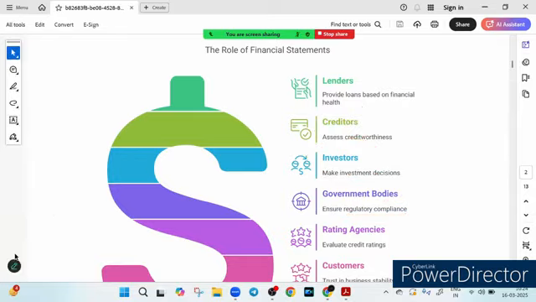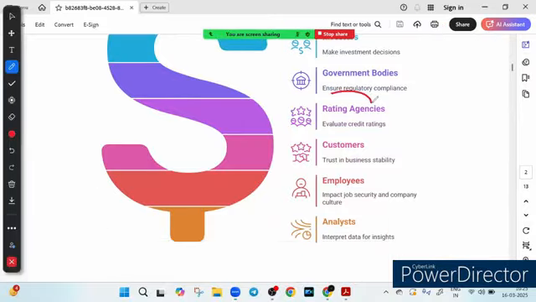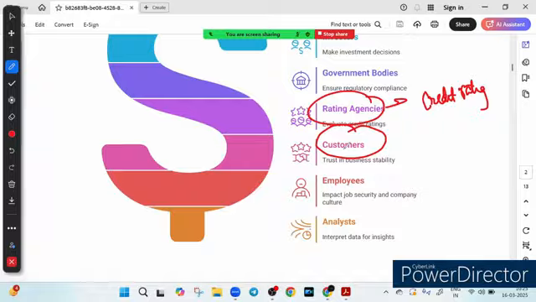Then the next stakeholder we have is the rating agency. What is the role of rating agency? Friends, every business relies on a strong credit rating to attract funding and to maintain credibility in the financial market. Then we have customer. That stability always matters. So consumers prefer a financially strong company, ensuring trust and long-term reliability.